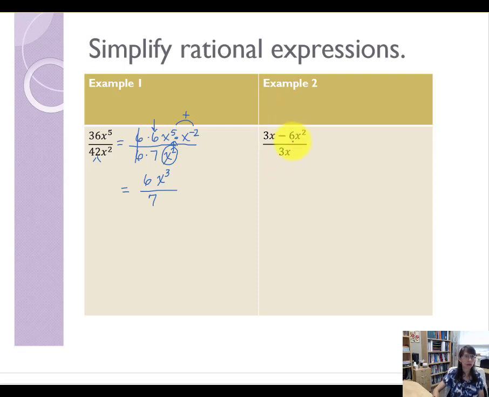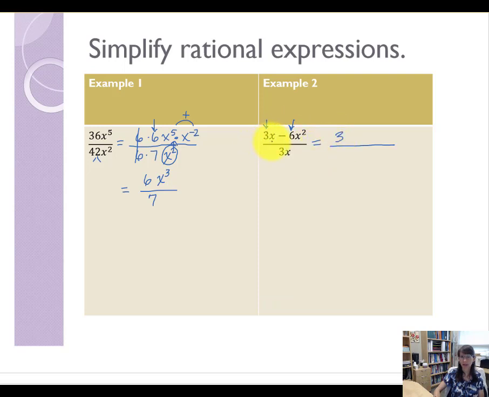In example 2, you can see this is written a little differently because the numerator is now a binomial. It's got this minus sign separating the two terms. So what we want to try to do for this rational expression to see if there's any possible reducing is make sure that both the numerator and denominator are factored completely. In our numerator, I can see that the coefficients of 3 and 6 would have a greatest common factor of 3.